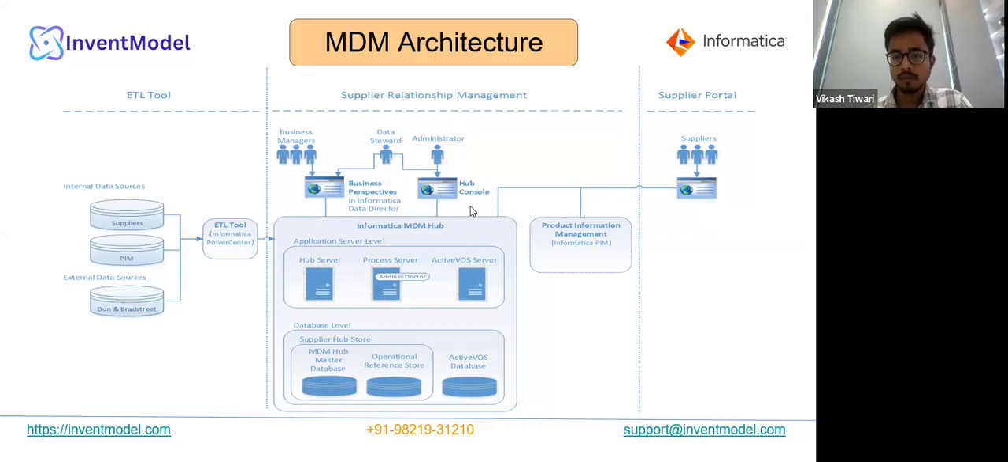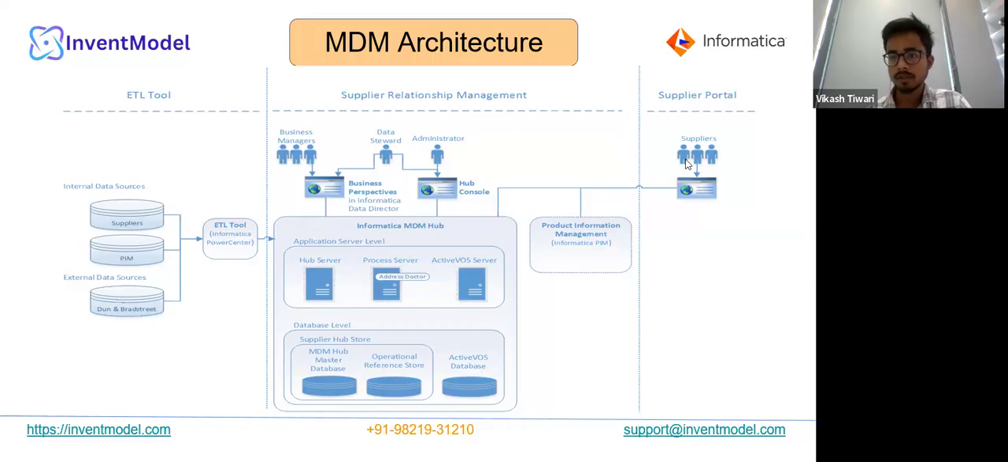within the master data management Informatica. Okay, these are the basic things like business managers, data steward, administration, hub console. We are going to cover all these things, and the business perspective, hub server, process server, Active VOS server, and database level: MDM hub, master database, operational reference store, and Active VOS database. Okay, after doing all these things, product information management, Informatica PIM. These are the advanced topics we are going to cover in this lecture or upcoming lectures.